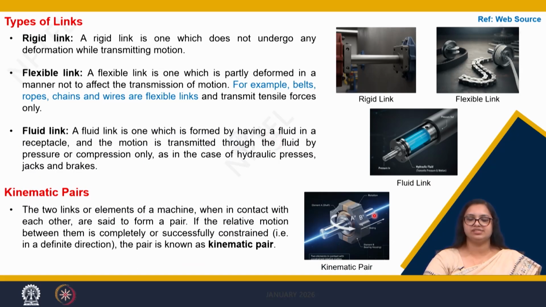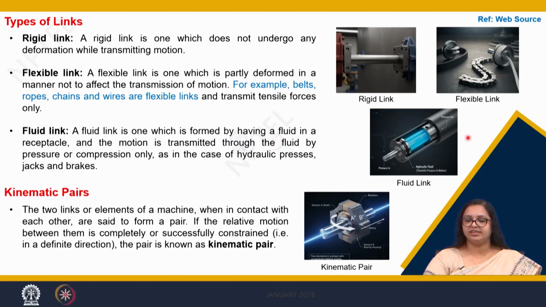Now when we talk about these links, they are again of different types. They can be a rigid link, they can be a flexible link, or they can be a fluid link. When we see that there is an element which does not deform while transferring or transmitting the energy, then we call it a rigid link. However, when we have a link like the chain that we see here, it is capable of transmitting energy, but it deforms while transmitting the energy. So that is why we call it a flexible link.